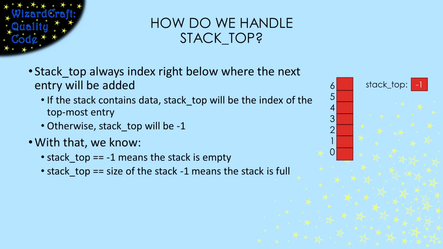We need a consistent strategy for the position stack top should be referencing. While there are other rules that would work, I'm making the rule that stack top will index the array right below where the next entry will be added. So, if there's data in the stack, stack top will index the topmost data in the stack. If there is no data in the stack, then stack top will be -1 because the next thing will be added at position 0. Having picked that rule, we now can calculate the conditions of stack empty and stack full. The stack is empty when stack top is -1, and it is full when stack top indexes the last position in the array. The value of that is the size of the stack -1.